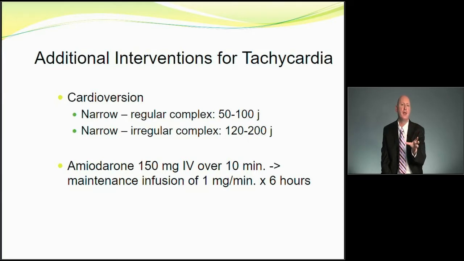atrial fib. Amiodarone, you're going to give 150 milligrams over 10 minutes, then you do a maintenance infusion for the next 6 hours of 1 milligram per minute, and you should be able to set that up. A lot of infusion pumps, or Alaris pumps, whatever your hospital system uses, should be able to help you set that up in there.